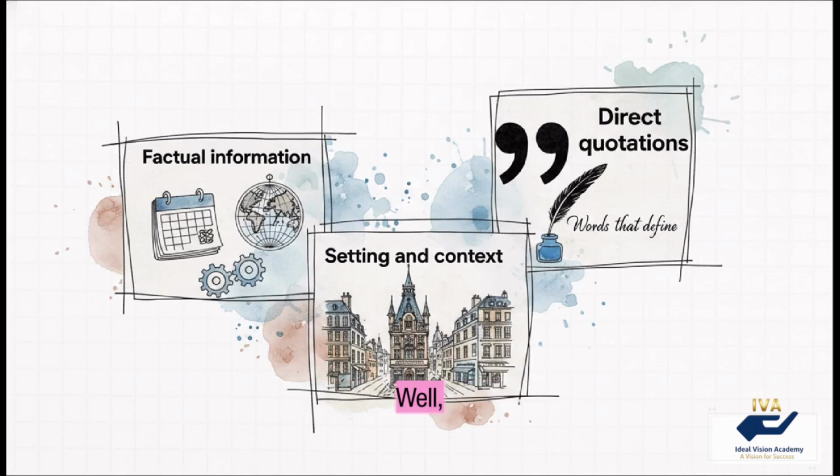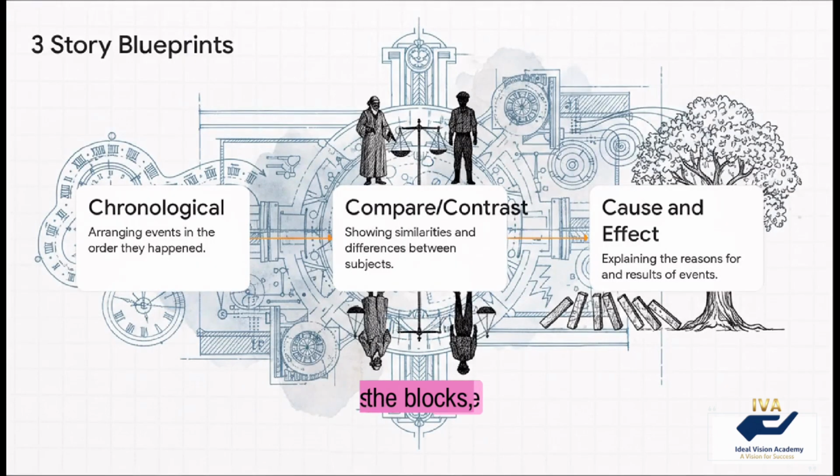So what's in this toolkit? What are these building blocks? Well, it starts with the basics you'd expect. Factual info, right? Then you've got details about the world they lived in, the context. And then there's this really crucial stuff, direct quotes. Using a person's exact words to give them a personality and back up the writer's point of view. Okay, so you have the blocks, but you still need a blueprint to build the house, right? Writers organize these elements in a few key ways. They can just tell you what happened in the order it happened. That's chronological. They can put two people side by side to compare and contrast them, or they can connect the dots to show you cause and effect.